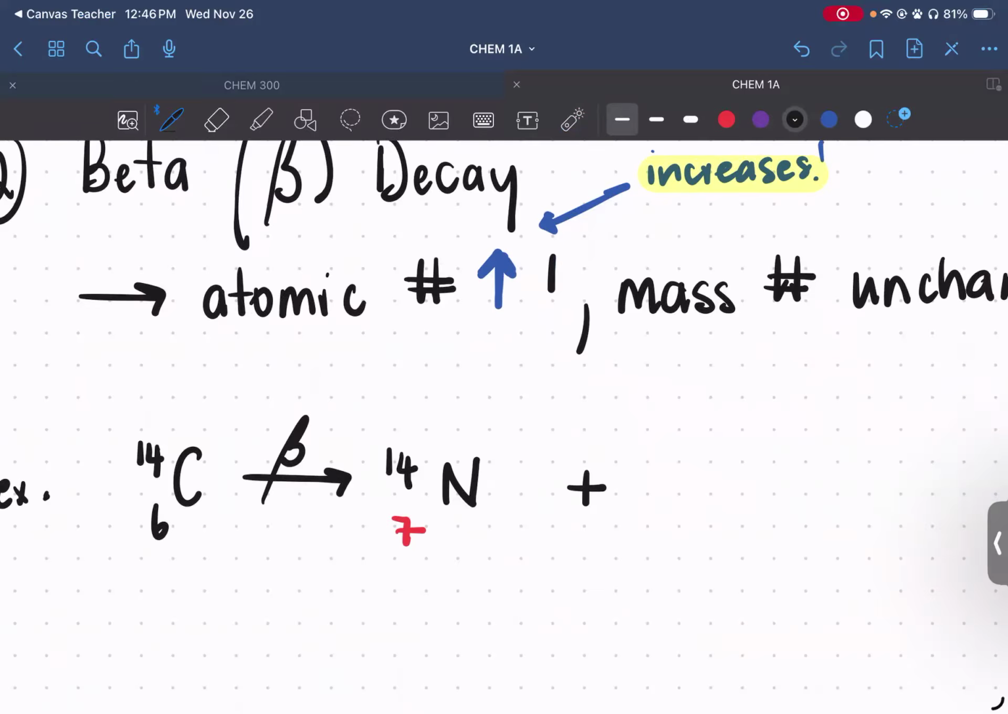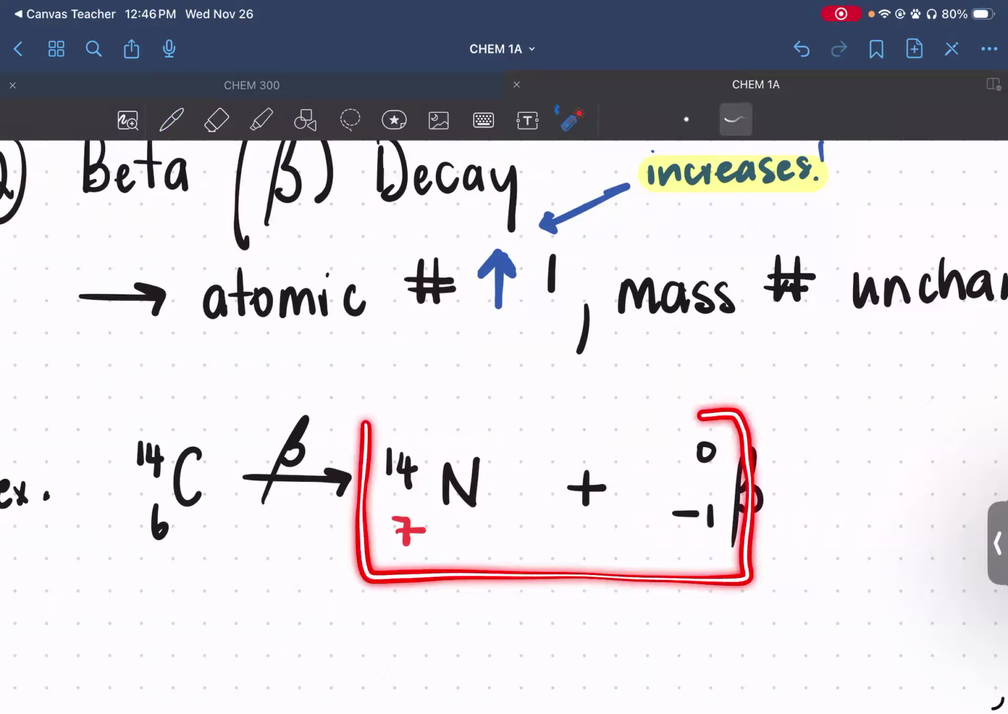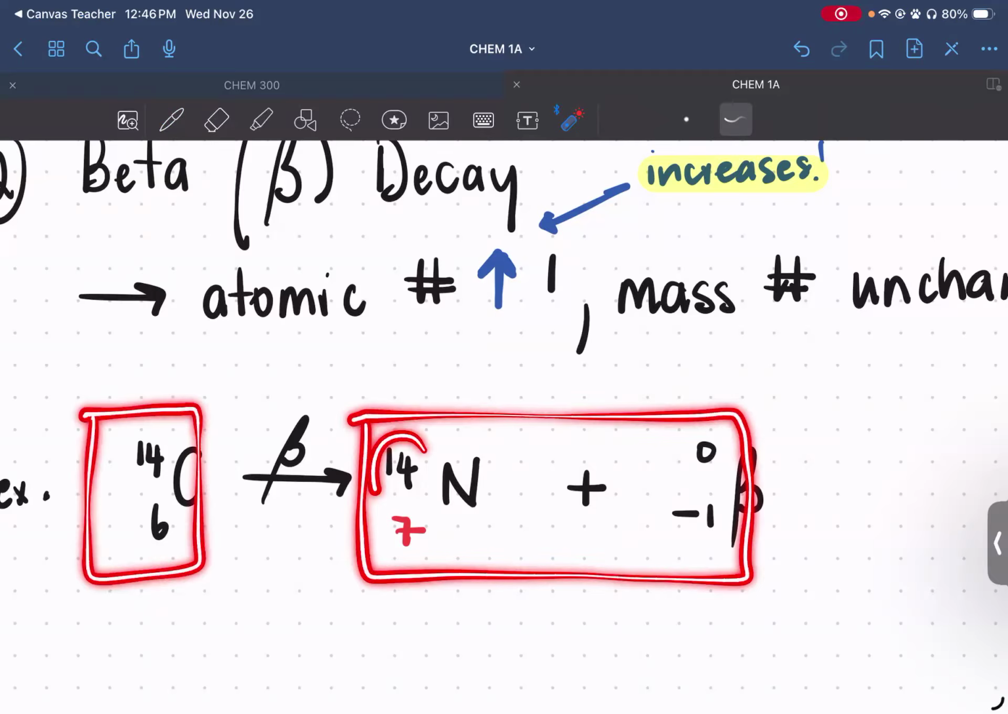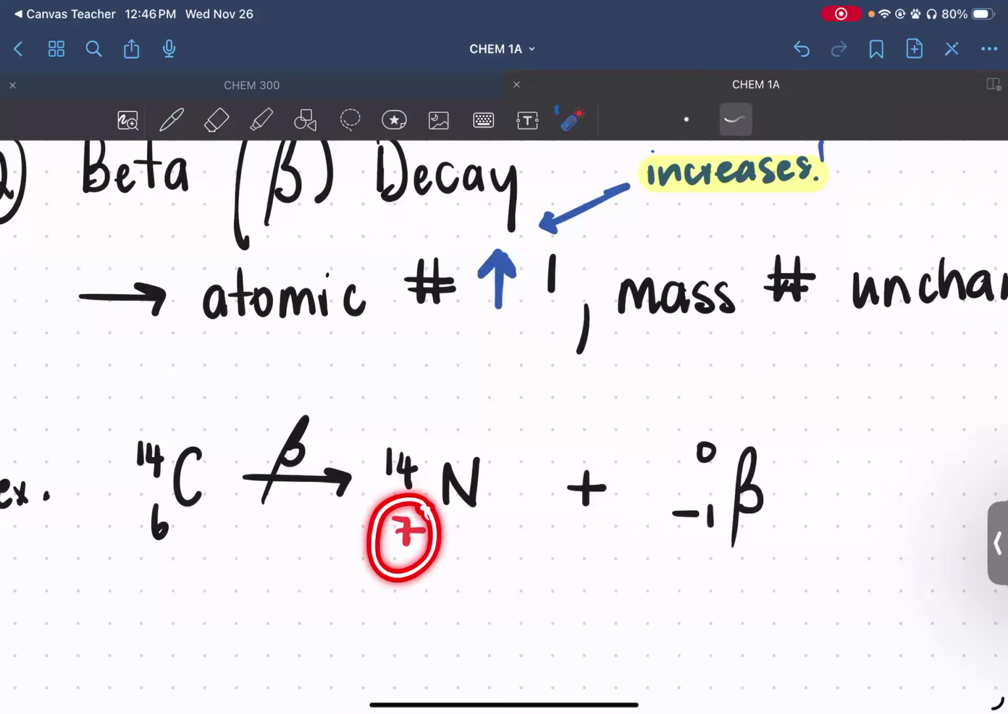Just as before, beta decay results in the formation of a side product. That side product is represented by the beta symbol and looks like this. This beta symbol with the 0, -1 is merely to bookkeep the atomic number. Recognize that for the most part, the numbers should add up. 14 plus 0 is 14. 7 plus -1 is 6.